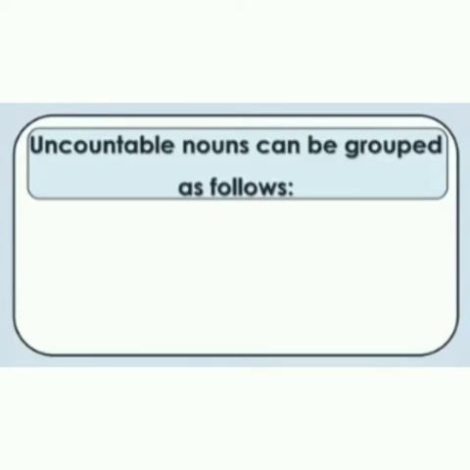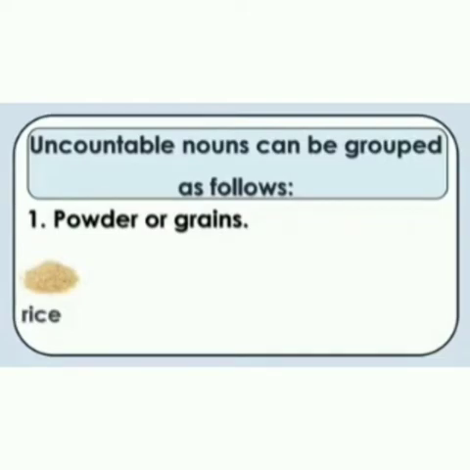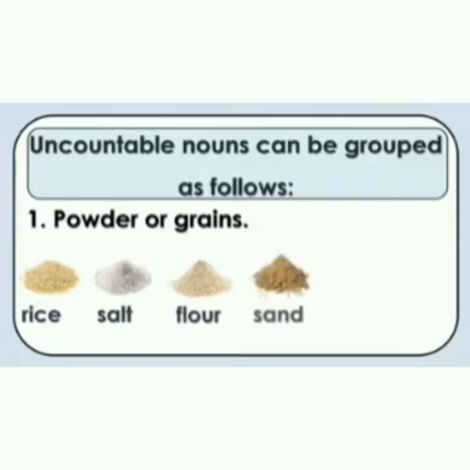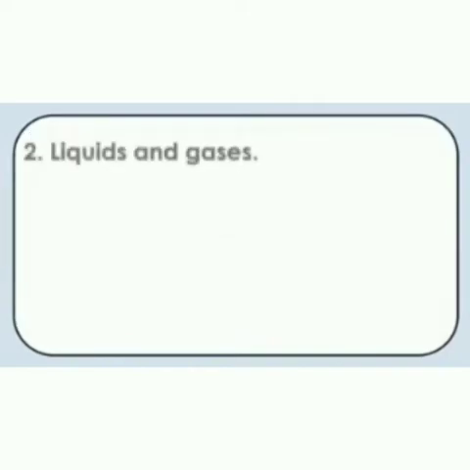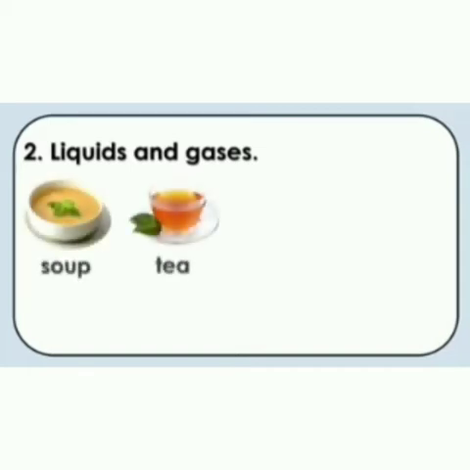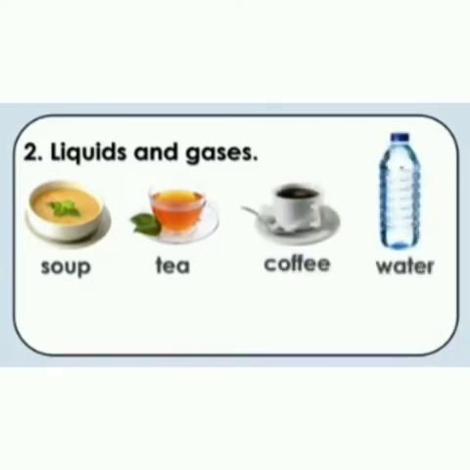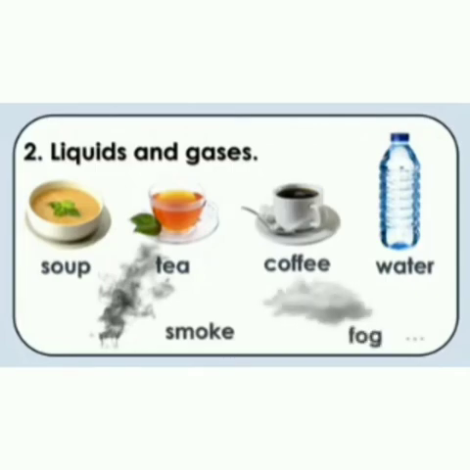Uncountable nouns can be grouped as follows: powder or grains, rice, salt, flour, sand, cheese, cake, etc. Liquids and gases: soup, tea, coffee, water, smoke, fog.